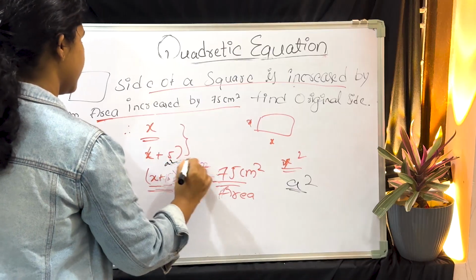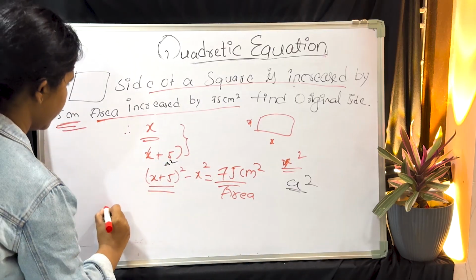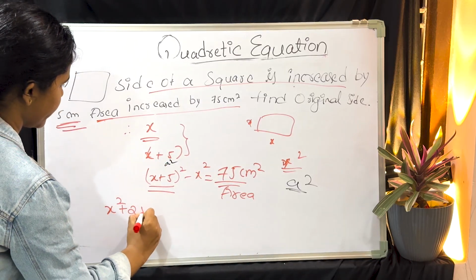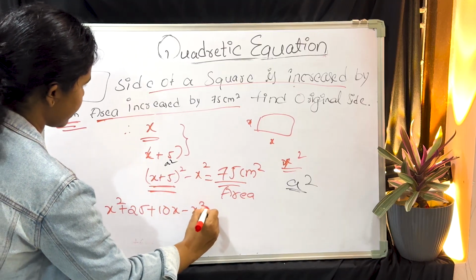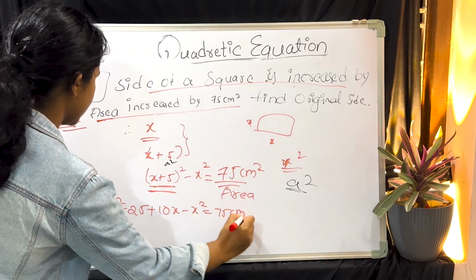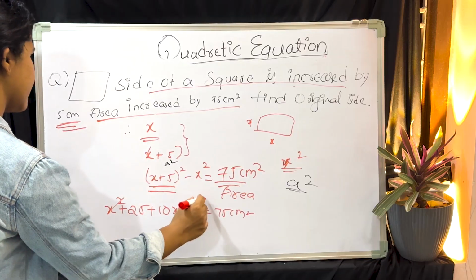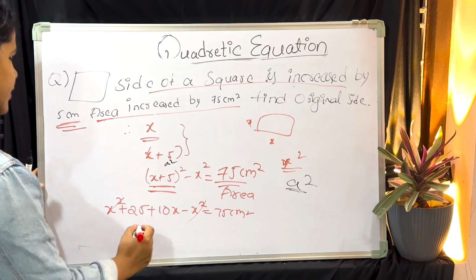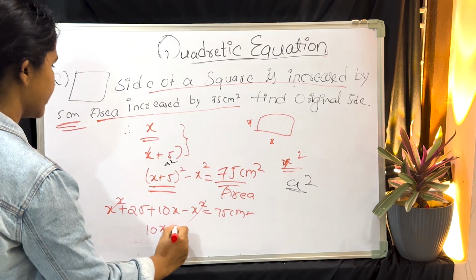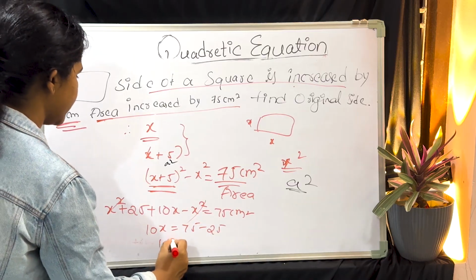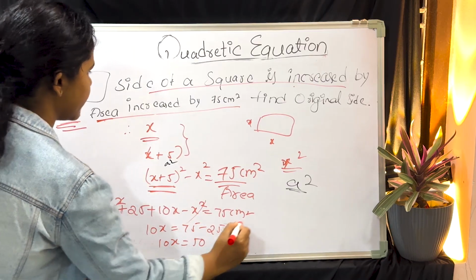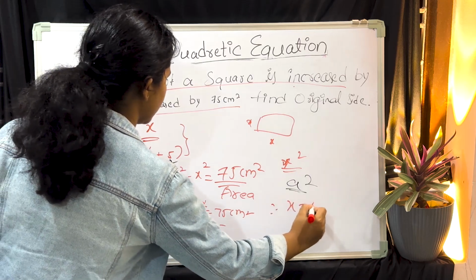Area is a square. Okay, x square plus 25 plus 10x, by the a plus b whole square formula, minus x square is equal to 75 centimeters square. Here see, x square is getting cancelled. So therefore 10x is equal to 75 minus 25. 10x is equal to 50. Therefore x is equal to 5.